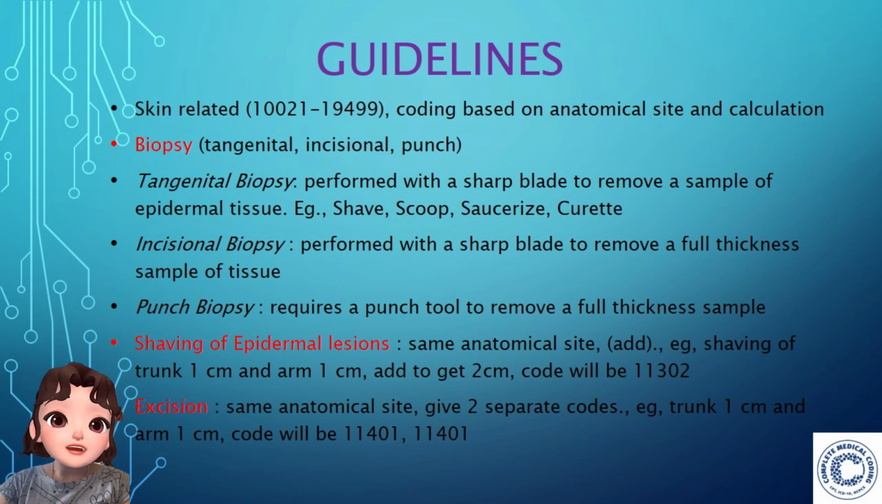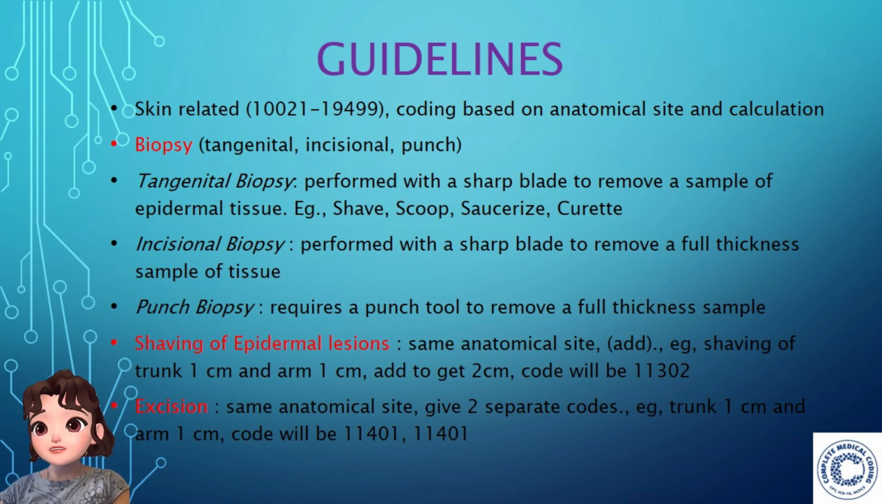But if you move to excision, if the question is regarding excision of the same anatomical site, then we will not add, but instead we will give 2 separate codes. Take the same example, trunk 1 centimeter and arm 1 centimeter. Then the code will be 11401 and 11401. Even though it is the same anatomical site, we will not add it as 2 centimeter. Instead, we will mark it as 2 separate codes because both are 1 centimeter. Up to 1 centimeter, we use the code 11401, so we will code it twice.